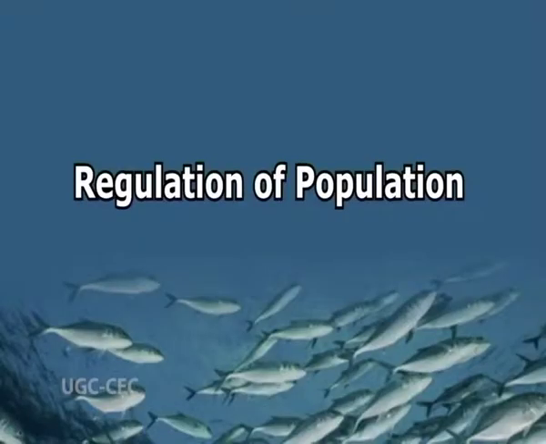Regulation of population. After having knowledge of population characteristics and population growth, now we will get the information regarding various factors responsible for regulation of population. Population ecology involves the study of population abundance and how it changes over time. The main focus in the study of population dynamics is on the complex interactions between biotic and abiotic factors that cause variation in population size.